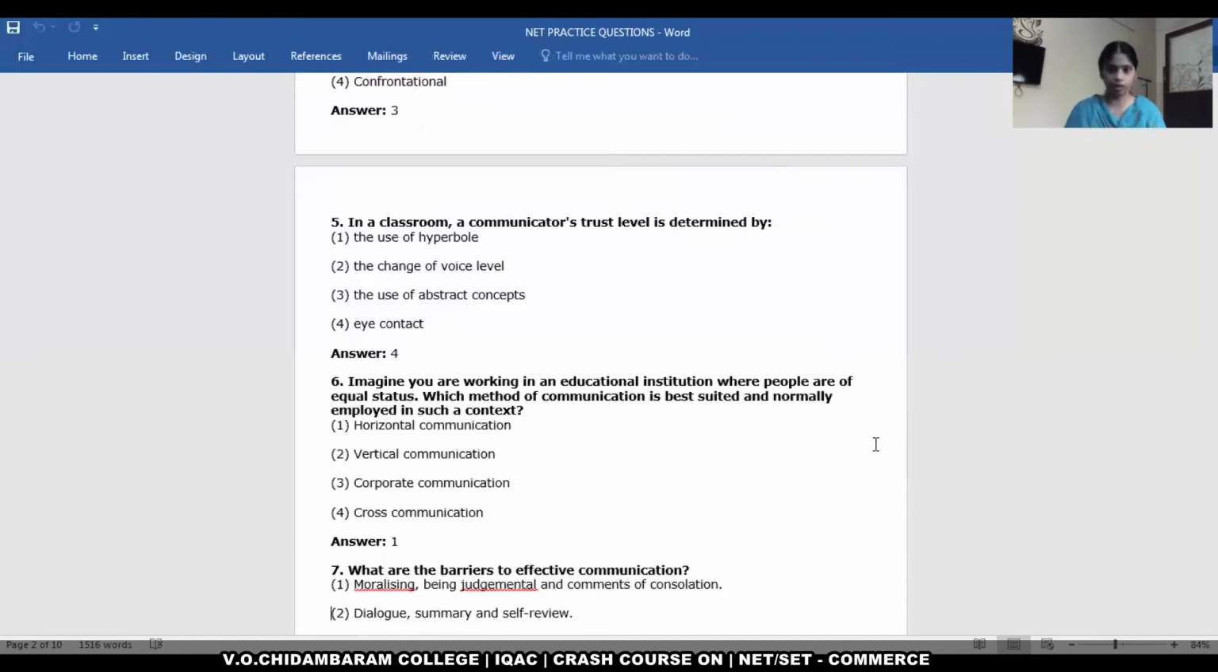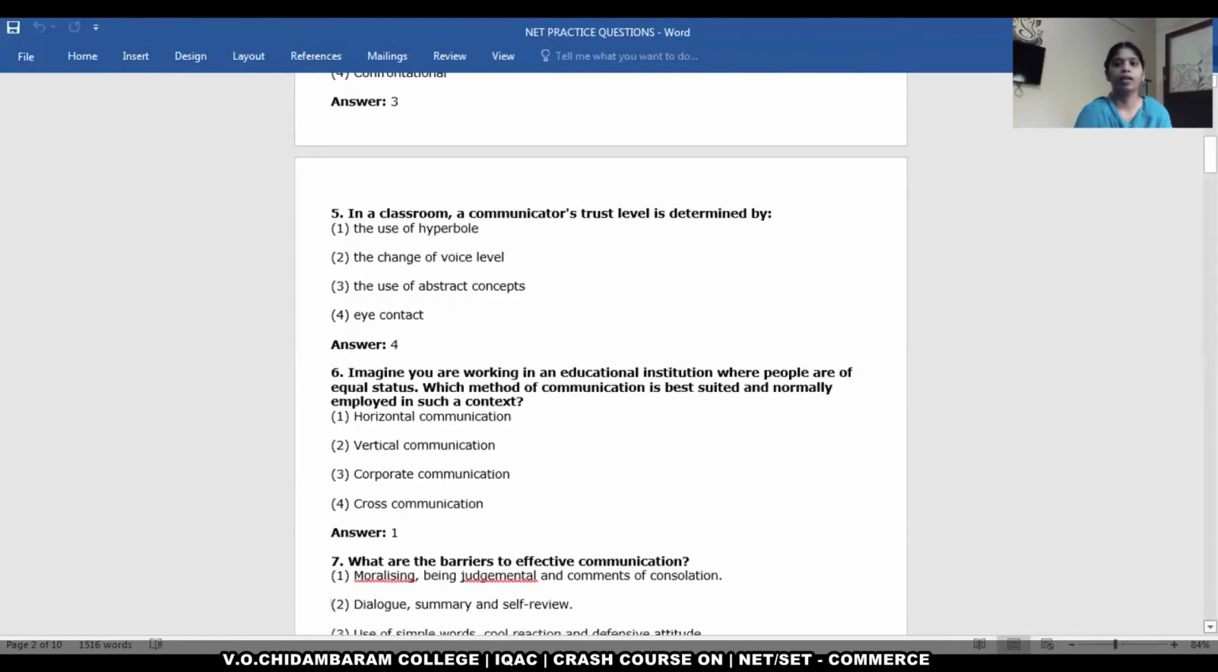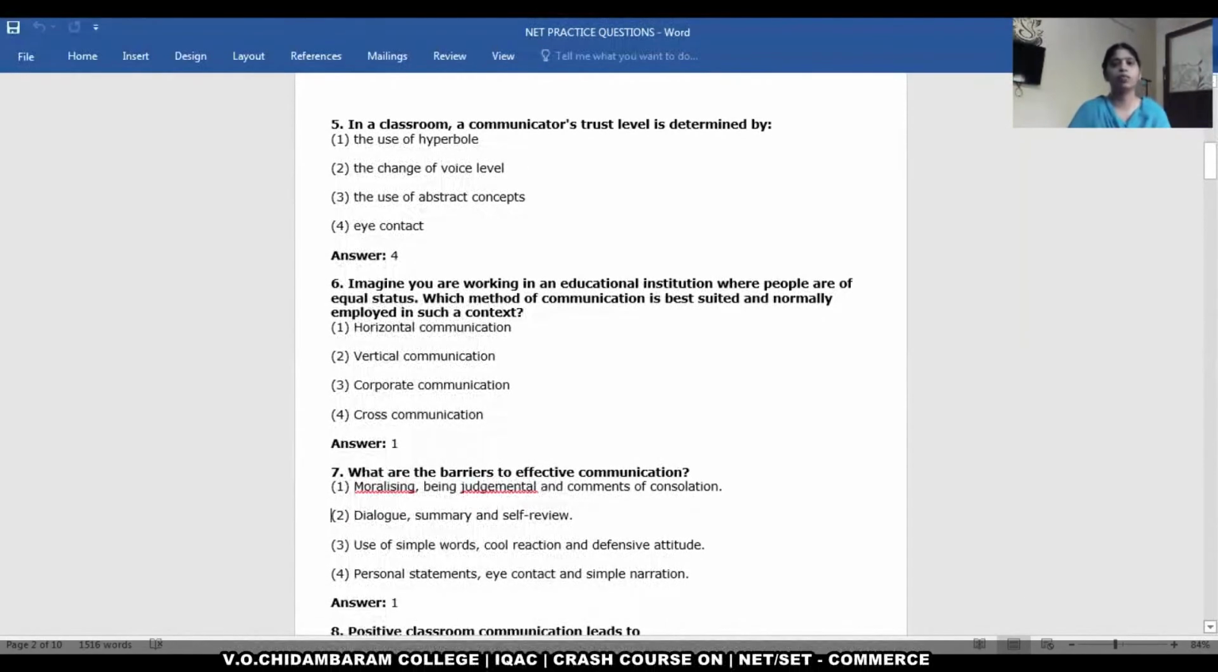If I am talking to you, I need your eye contact. And when you are listening to me, you need my eye contact. So this is the most essential thing in a communication. So the answer is 4. And then imagine you are working in an educational institution where people are of equal status. Which method of communication is best suited and normally employed in such a context?